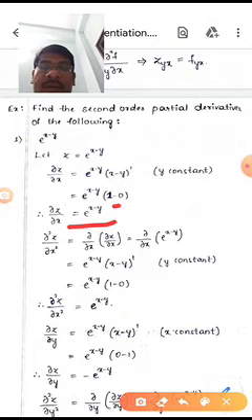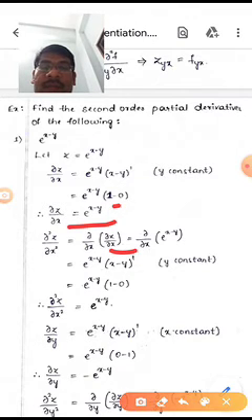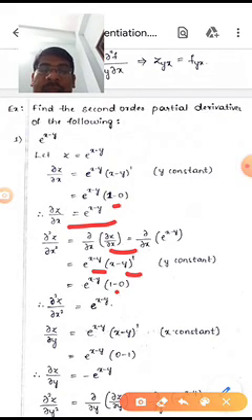Again we take the derivative with respect to x: dou by dou x of dou z by dou x. Here the derivative of e power x minus y is e power x minus y, times the derivative of x minus y. The derivative of x is 1, and the derivative of y is 0, because y is the constant while we are differentiating with respect to x. Here we get dou square z by dou x square is equal to e power x minus y.